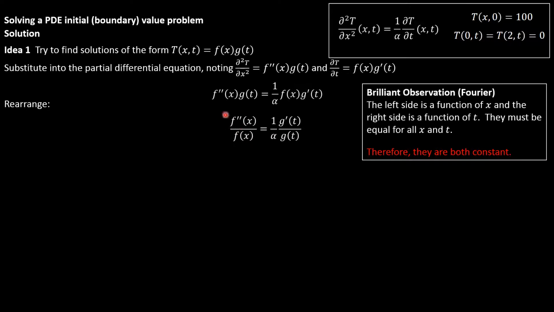You should definitely convince yourself that this is true. There's no way that this could be changing, because if you were to change x and get a different number here, but leave t the same, then you'd have two different numbers here equal to the same number here, but that would be impossible. So they must both be constant. They cannot change for any values of x and t. So they're both equal to the same constant, which we're going to call negative lambda. We don't know what that constant is, but they are both definitely constant.